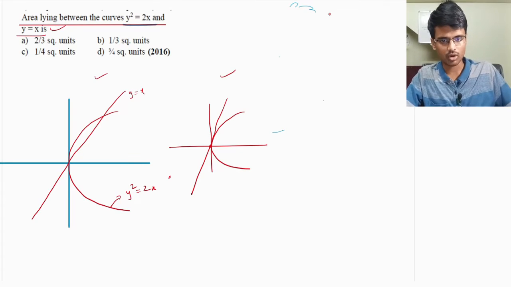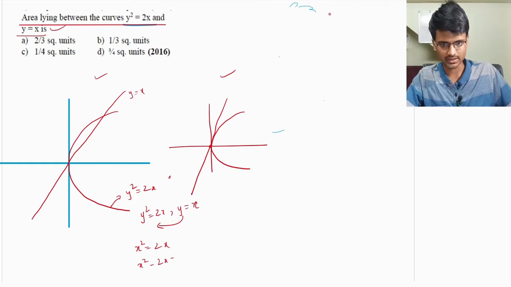So for that, what we can do is find the point of intersection for these two curves, y square equal to 2x and y equal to x. I'll substitute this in this. If I substitute y equal to x, I'll get x square equal to 2x. So x square minus 2x equal to 0, that means x times (x minus 2) is equal to 0. So x is equal to 0 or 2.